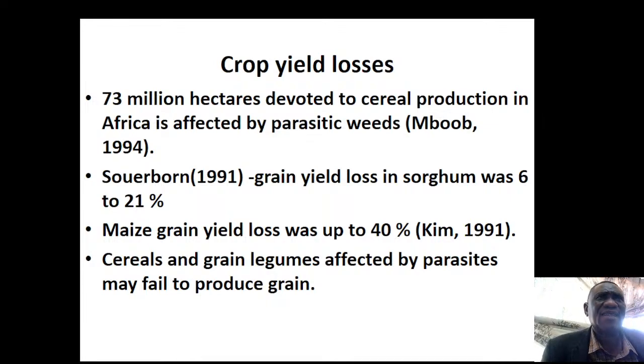Cereals and grain legumes which are affected by parasitic weeds normally do not produce grain.